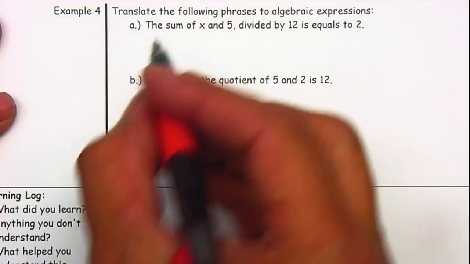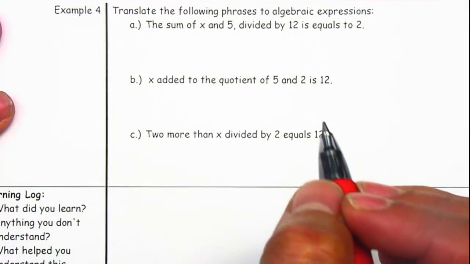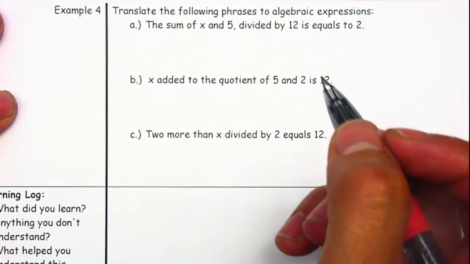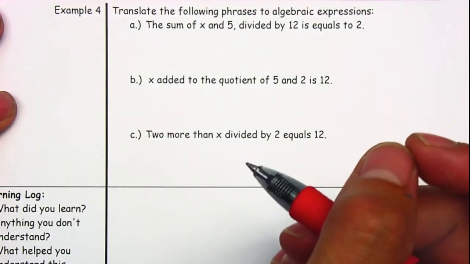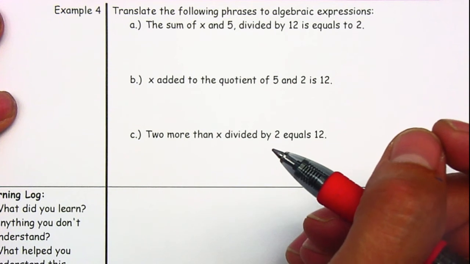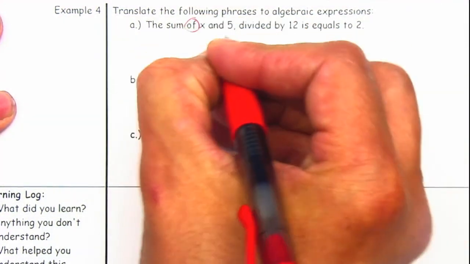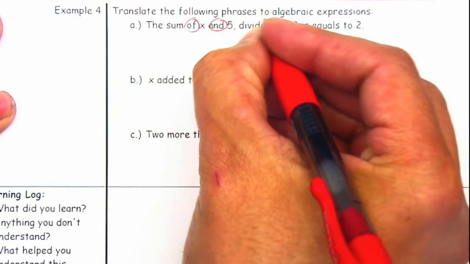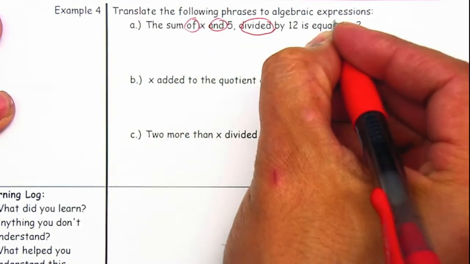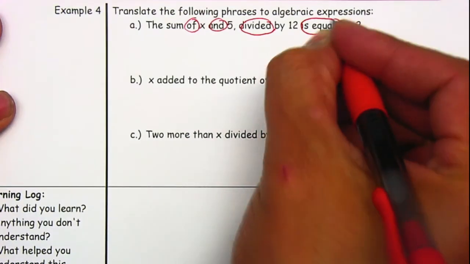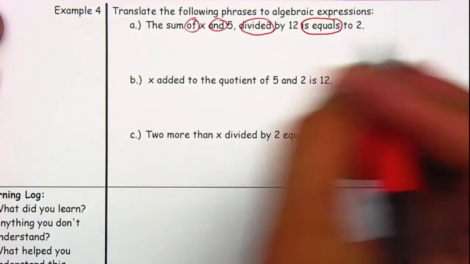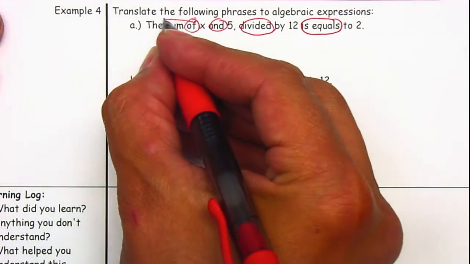With your red pen, I want you guys to start to circle the keywords that are going to give you mathematical operations. So we have of, and, divided by, and is equal to. And in this case, it will be the sum.